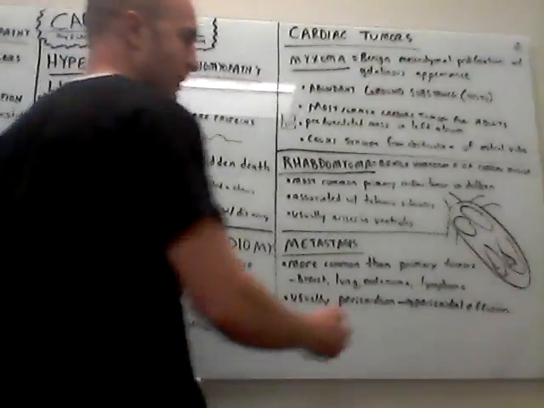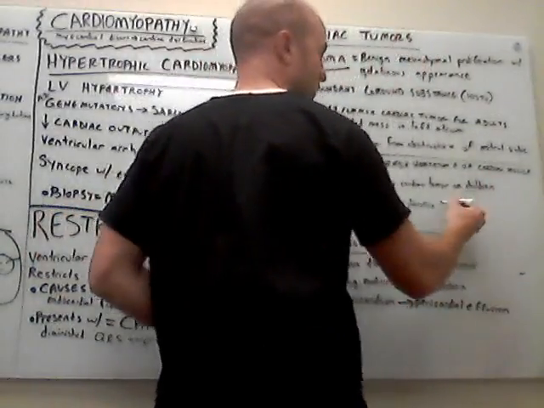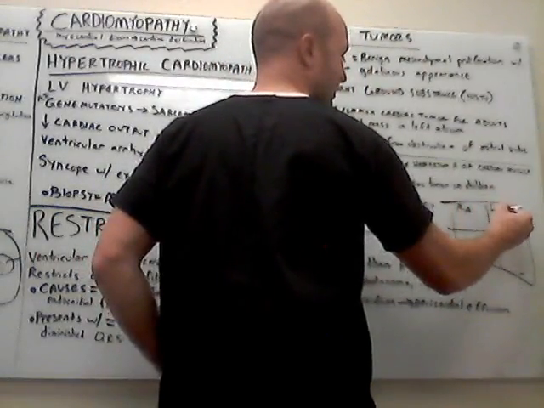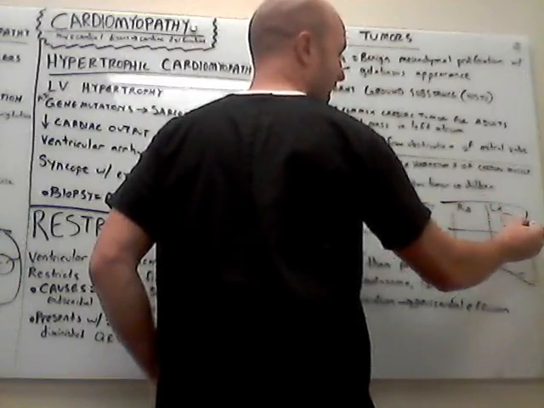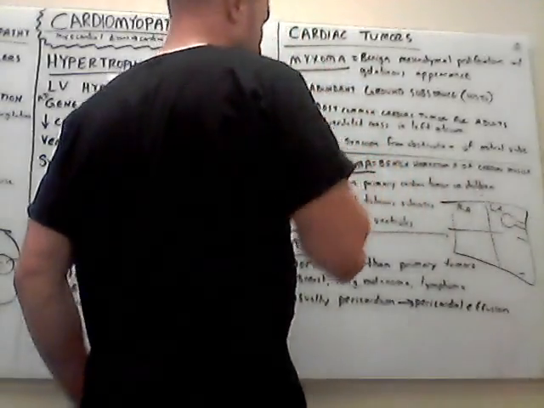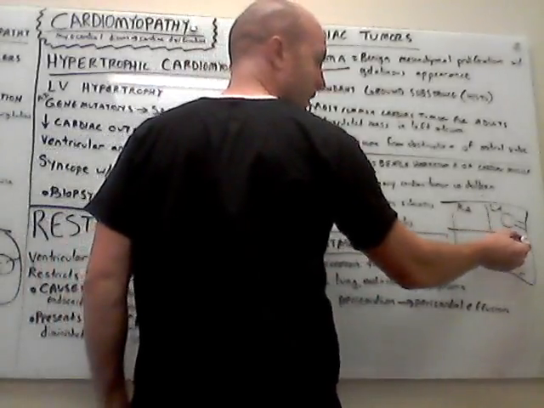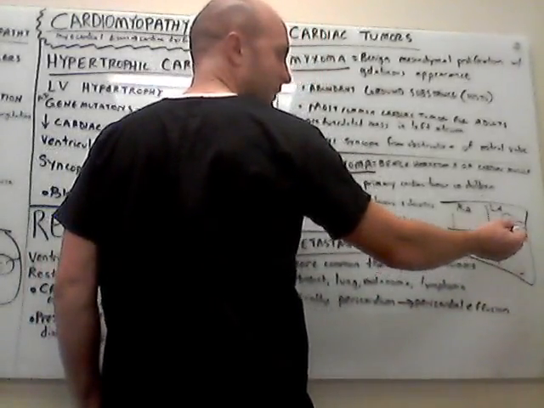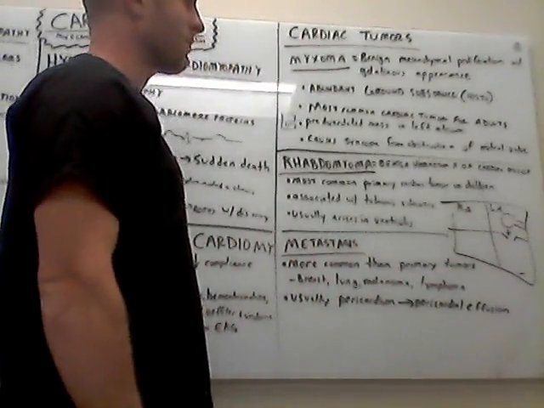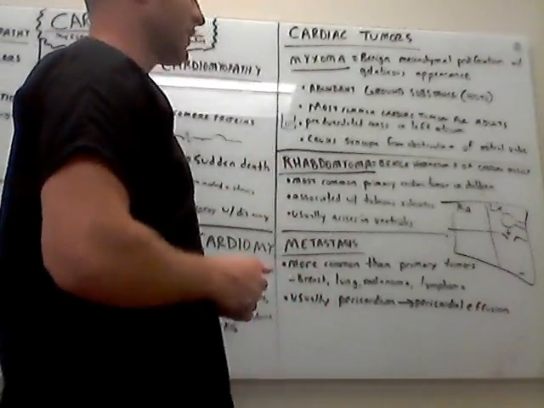So if we were to draw here the heart, right atrium, left atrium, you get this pedunculated mass, this little tumor growing off here, and it can cause syncope from obstruction of the mitral valve. So here's the mitral valve here, and this thing can block it right there. If this pedunculated mass blocks the mitral valve, that can result in syncope.